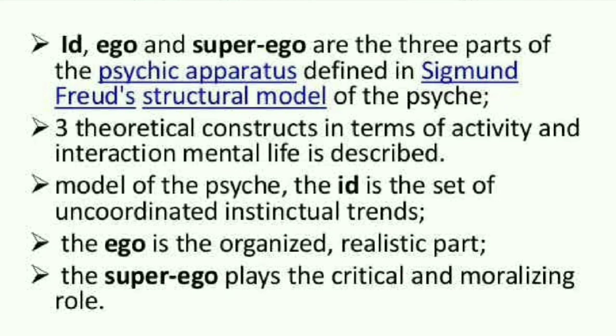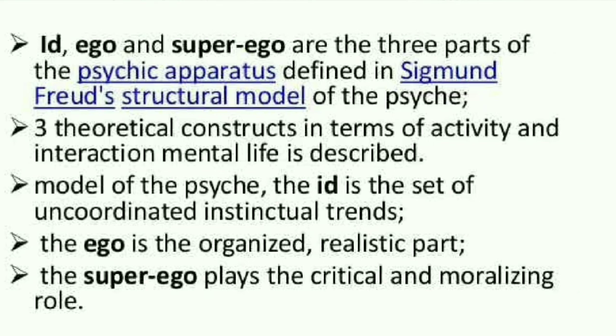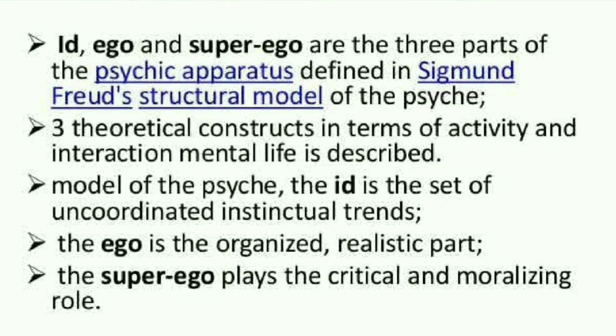Let me tell you what id, ego and superego actually mean. Id is hidden in the unconscious mind. This means all those ambitions, desires, tendencies and appetites which guide the individual to seek pleasure. This is the id. Then ego.